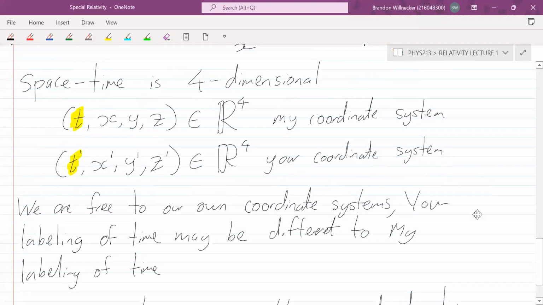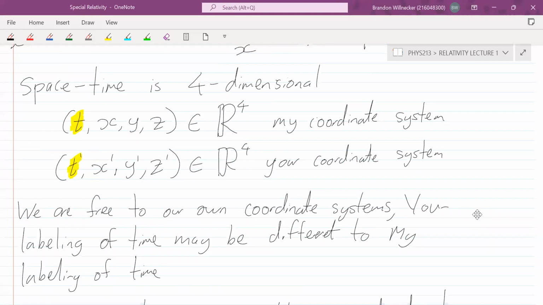Because it doesn't make sense anymore. The time difference is going to depend on which coordinate system you use. So in my coordinate system, I could have a delta t. In your coordinate system, you'll have a delta t prime. However, they could be different because of the way that we're labeling space-time.